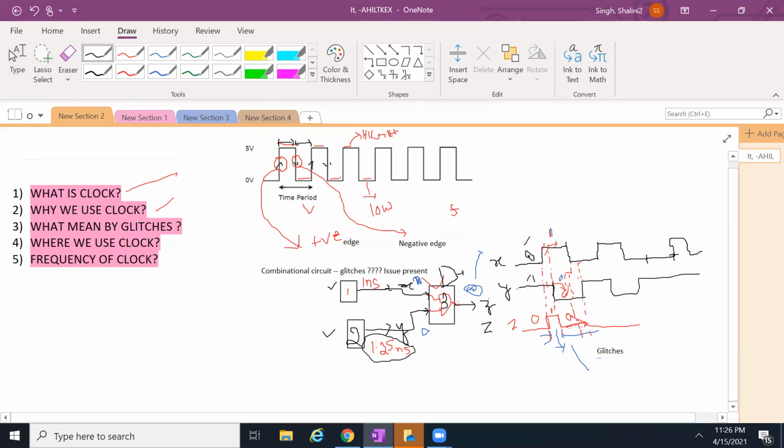So we can say glitches are present in our circuit. Glitches generally happen in combinational circuits. To avoid these glitches, we use the clock concept. How the clock works here, how the clock removes the glitches, we'll discuss.